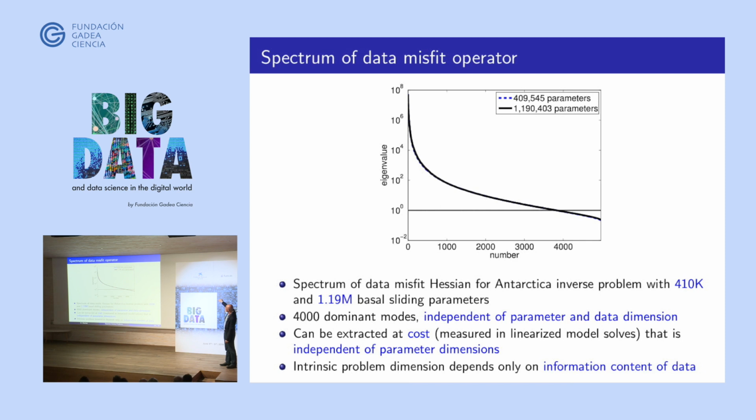And as you can see, there's 8, 9 orders of magnitude decay in eigenvalues over the first 5,000 dimensions for 2 different discretizations of the forward model. So one discretization, particularly of the parameter field, the basal friction field, you saw that map of it before. The blue dotted line is 400,000 parameters, and the black line is 1.2 million, and they lie on top of each other, which tells you that once you get to sufficient resolution, the spectrum is not changing.